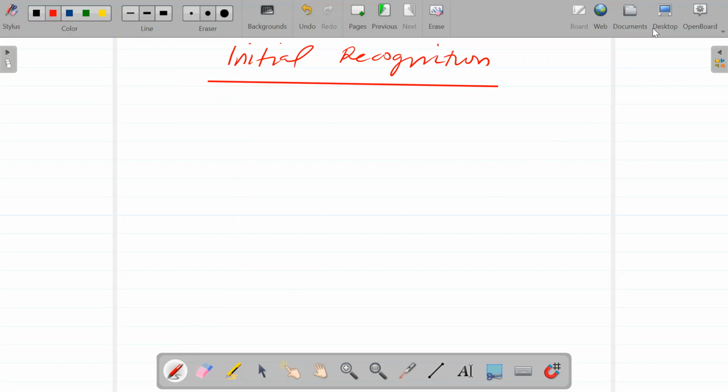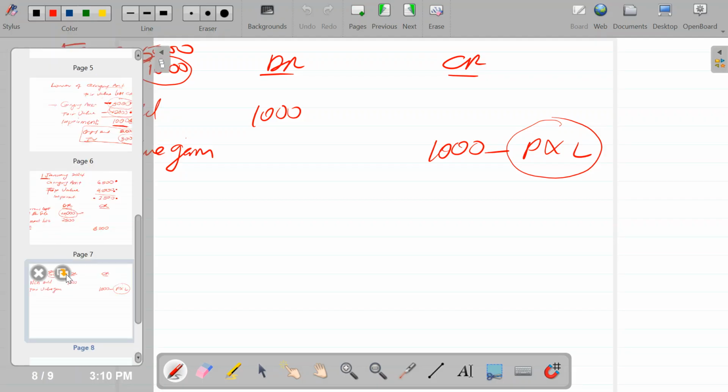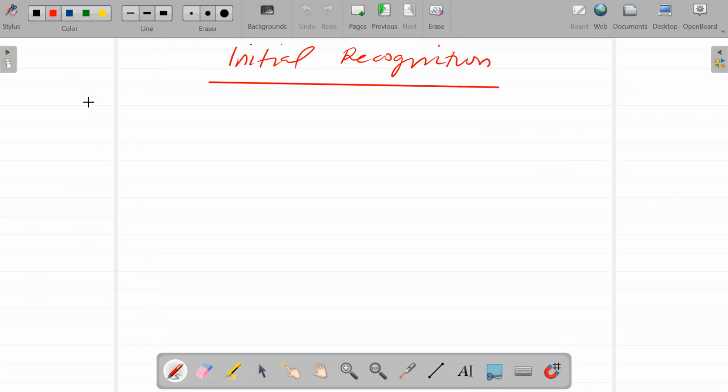So we classify the asset as held for sale on 1st July 2017. On that date, we need to know the carrying amount, and we need to know the fair value less cost to sell.